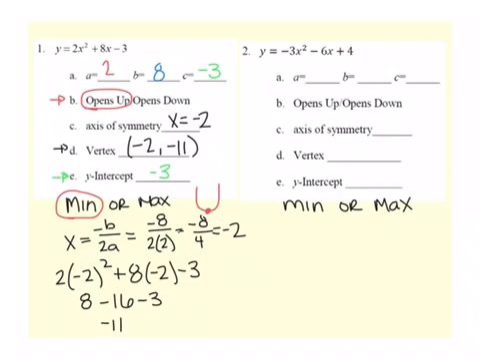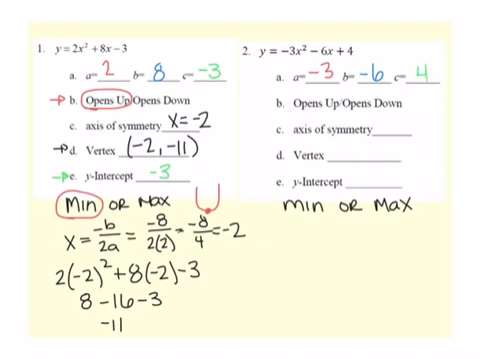So let's go ahead and look at example number 2. I have y equals -3x squared minus 6x plus 4. So I'm going to start with writing my A equals, my B equals, and my C equals. So A is with the x squareds, B is with the x's, C is the constant.